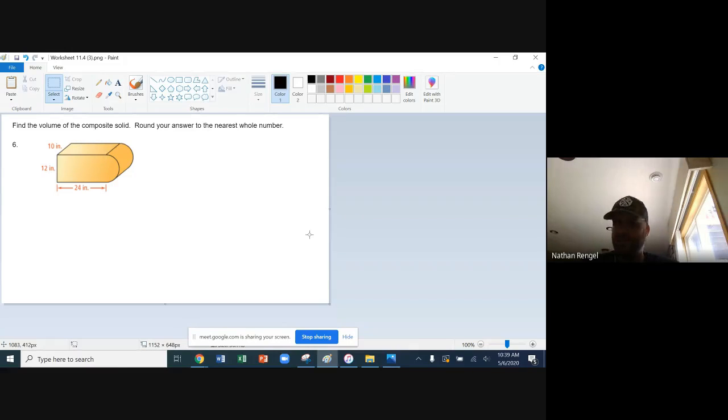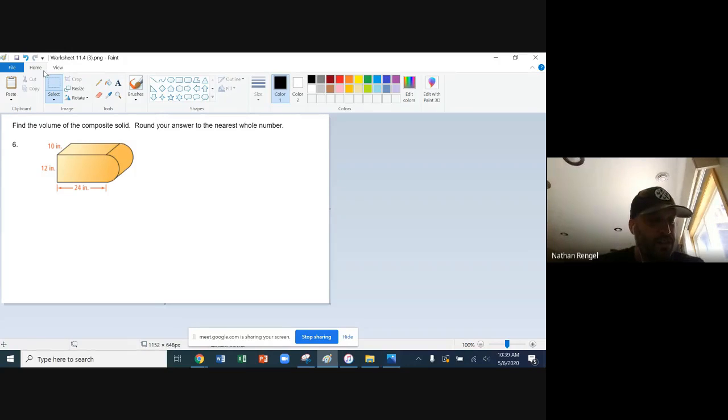So when you get to number 6, you're getting into a composite solid. That means that there are two or more different types of shapes that are put together to make the complete solid. So in this particular problem, you've got a curved edge on the outside, and then you've got a prism shape that we're familiar with.